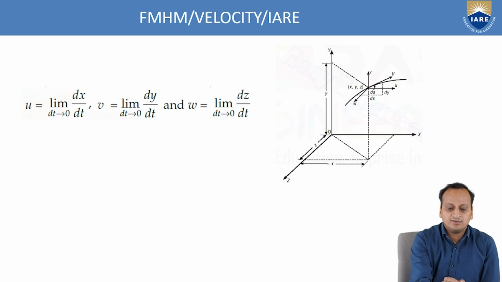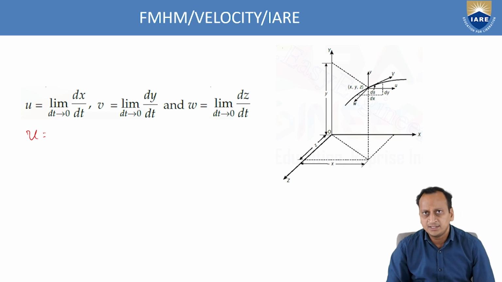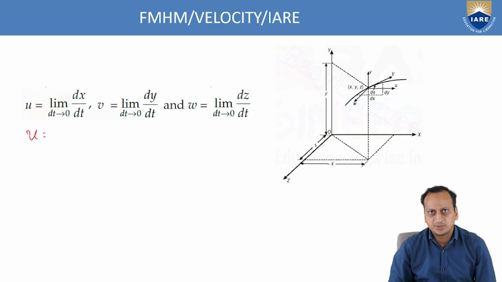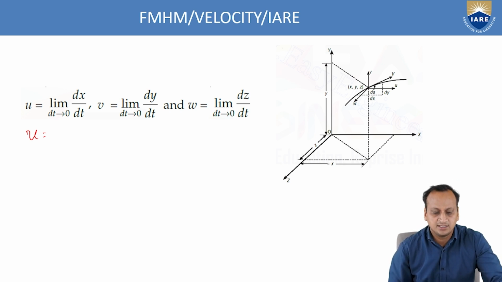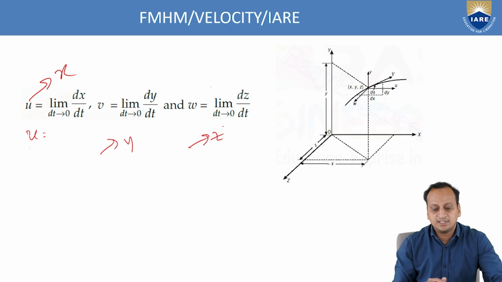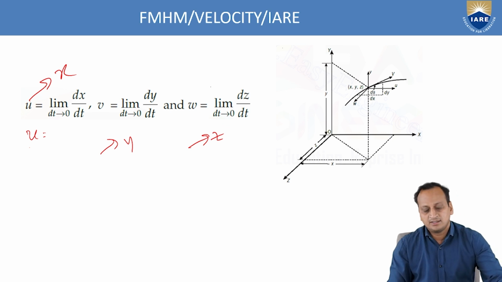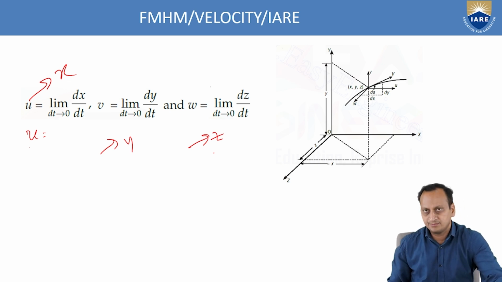So the equations can be expressed about three mutually perpendicular directions. About x, the velocity component u can be expressed as the limit of dx over dt as dt, the elapsed time, approaches 0. Similarly, v is in the direction of y: the limit of dy over dt as dt approaches 0. Similarly, w is the velocity component in the z direction: the limit of dz by dt as dt approaches 0.